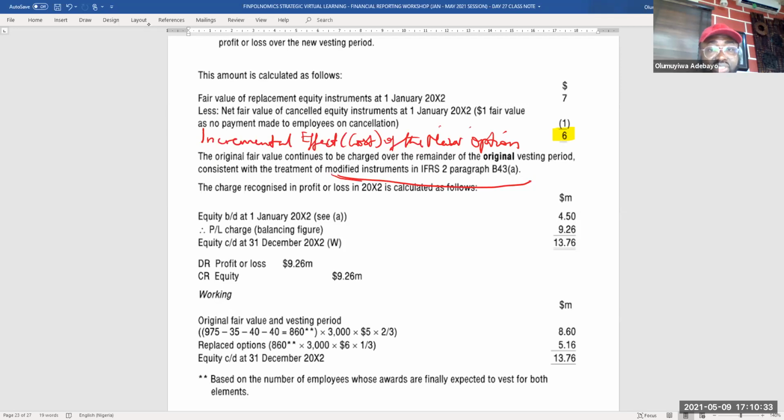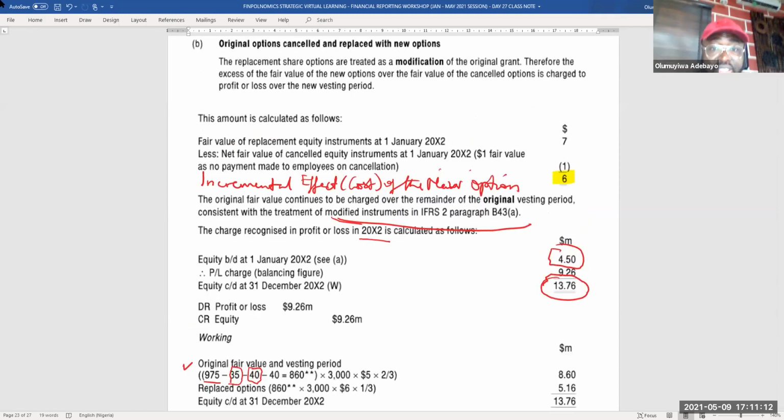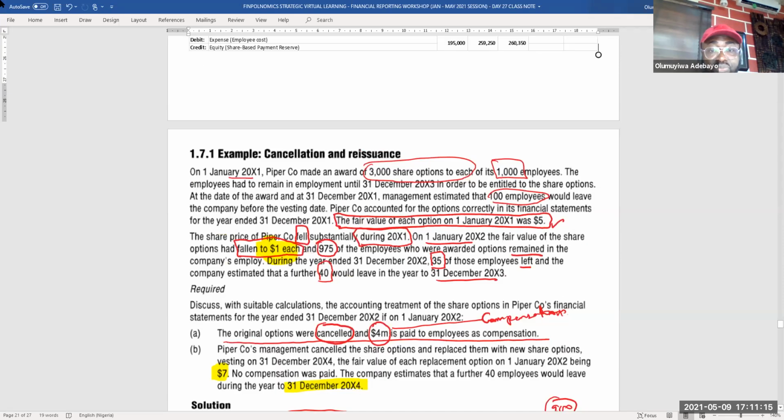The charge recognized in profit or loss in the second year, which is 20x2, is as follows. Remember this 4.5 we have gotten before, and now we have 13.76. How do you arrive at this 13.76? If you remember, this was the original. The original has 975 left as at the time we canceled. 35 is expected to go in year 2. 40 is expected to go in year 3. If not for the modification, there wouldn't have been this 40 in year 4 because there was a modification in year 4. If you can't remember, see it here.